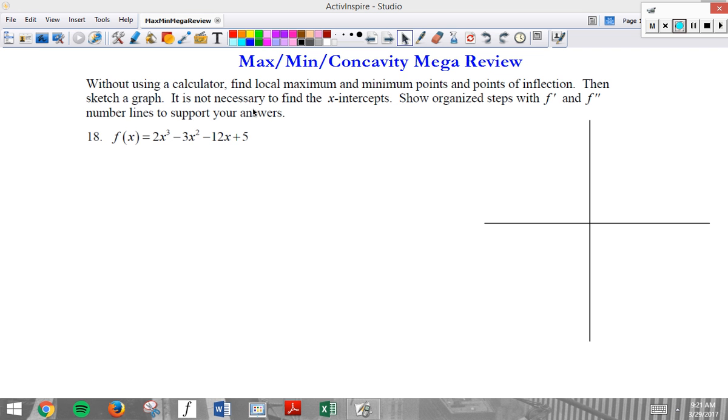3, 2, 1. I just want to find the local min, local max, and points of inflection. How do I find local min and max? I use the first derivative test. So I need to take the first derivative, which is just the good old-fashioned power rule here.